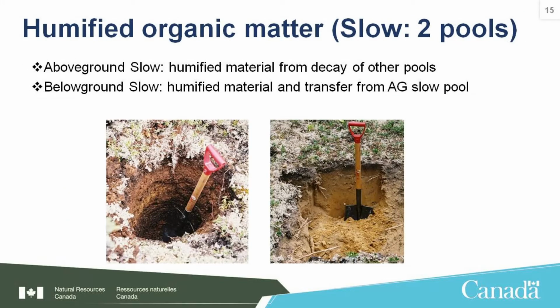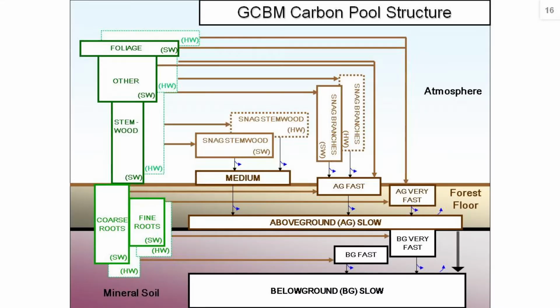In terms of humified organic matter, there are two pools, above ground and below ground slow. The above ground slow pool represents the H layer in the humified forest floor, and the below ground slow pool represents the humified material that has decomposed below ground, as well as a small annual transfer of dissolved organic carbon from the above ground slow pool. Note that every pool transfer rate parameter is accessible and modifiable in the Archive Index database linked to the GCBM by the user. This slide displays the pool structure of the GCBM.